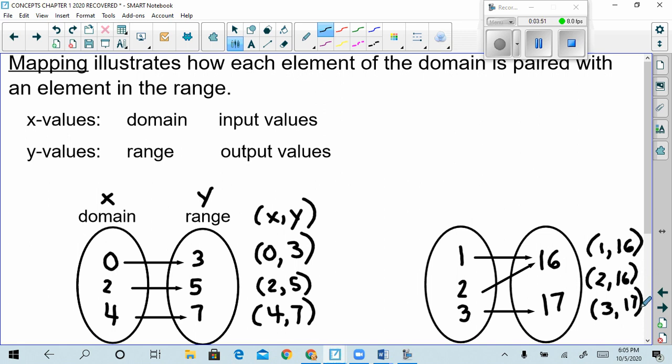So you see that from mapping, it shows us what elements in the domain are paired with elements in the range. And then we could rewrite those as ordered pairs. And the next thing we could do with that is actually graph them. So I'm just giving you some background information today on this next section. So it's sort of like a preview lesson today.